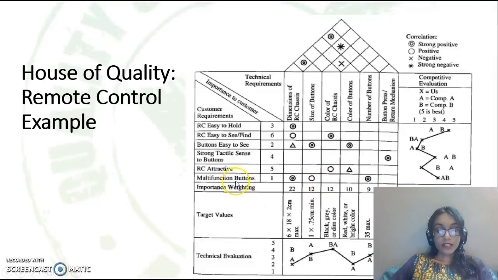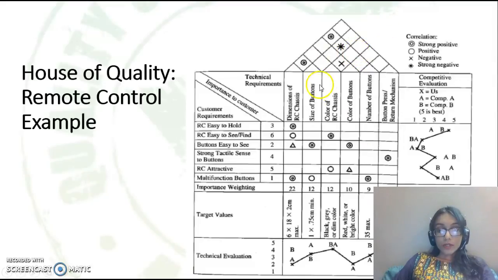Another example is the multifunction of the buttons. It has a strong relationship with the size of the remote control, a medium relationship with the size of the buttons, and a strong relationship with the number of buttons. With the remote control being easy to hold, it has a strong relationship with the size of the remote control. It being attractive, the remote control has a strong relationship, actually a medium relationship with the color of the remote control, and a small relationship with the color of the buttons.